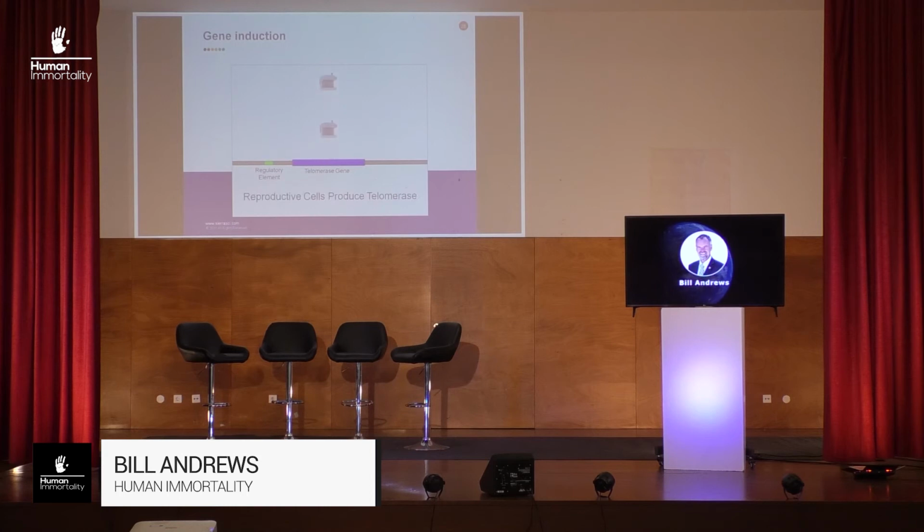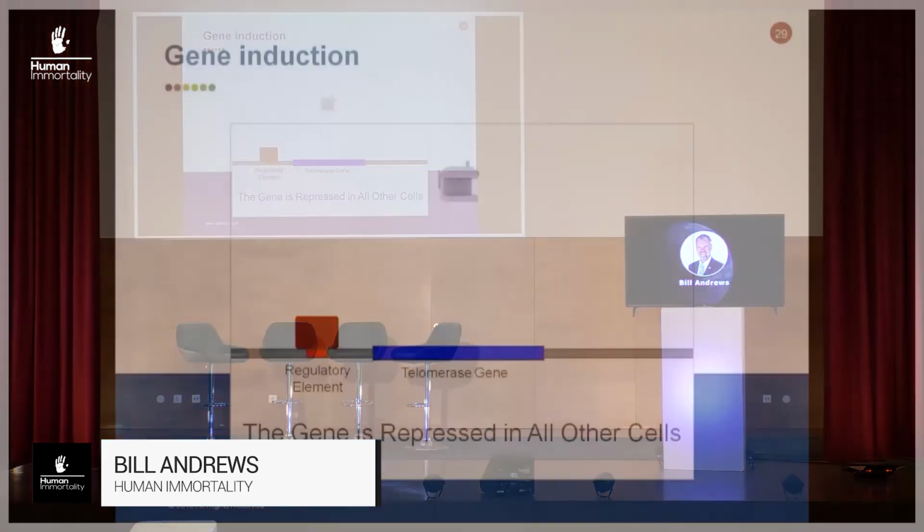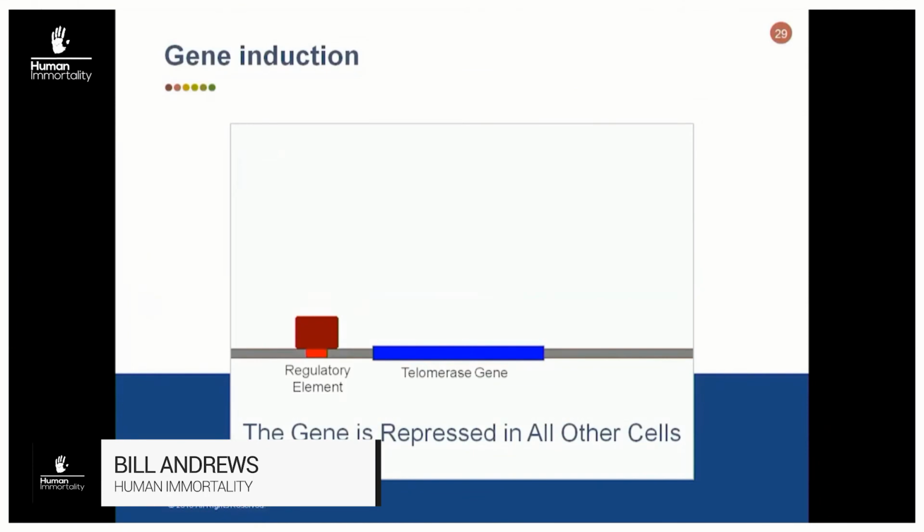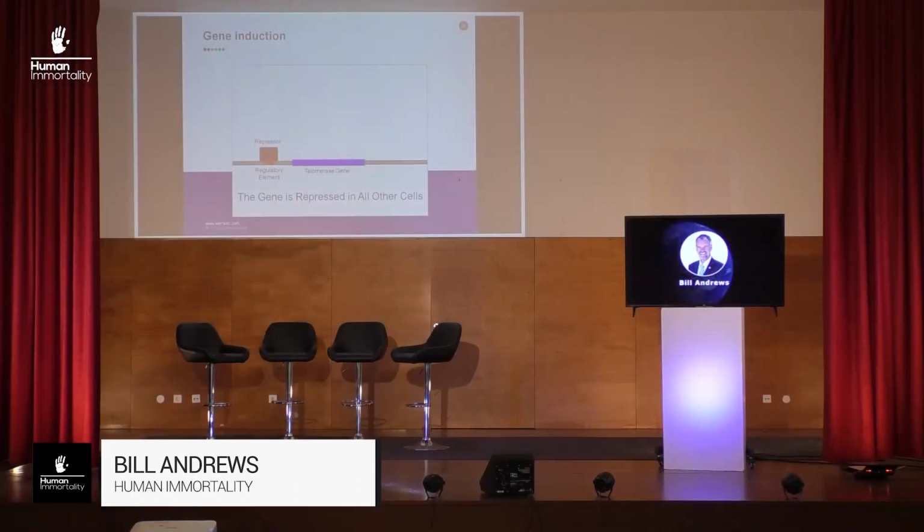In our reproductive cells, this gene is turned on, and so it's producing telomerase. But in all the other cells of our body, there's a protein that binds to that regulatory element and shuts the gene off. This protein is called a repressor. And as I said, it's found in every cell of our body except our reproductive cells. So every cell in our body contains the gene. Every cell in our body has the ability to produce telomerase. It's just that the gene's turned off.